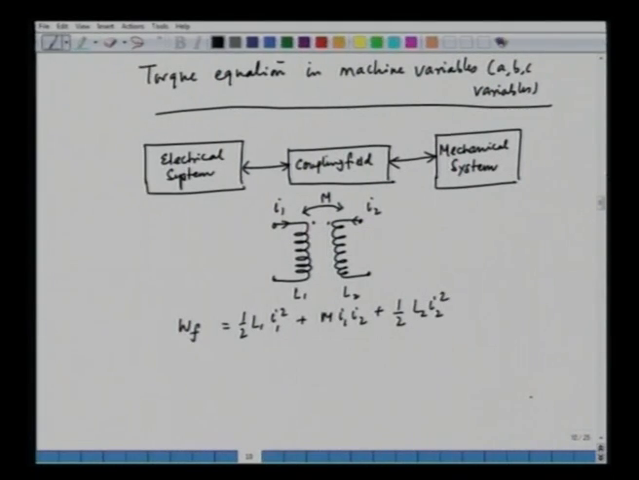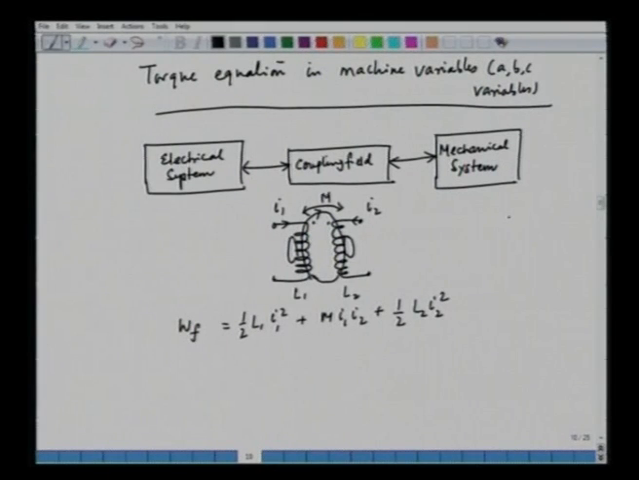Now, if you are finding the stored energy in the coupling field, the coupling field is the field that couples the primary with the secondary. That field does not have any leakage component. These are the leakage fluxes, and the leakage fluxes do not link the coupling field. So this field will not have any leakage flux or component.